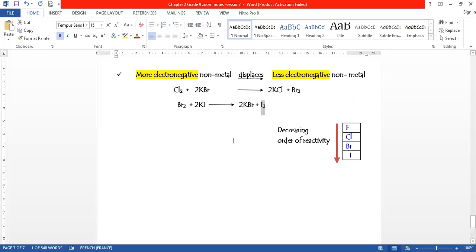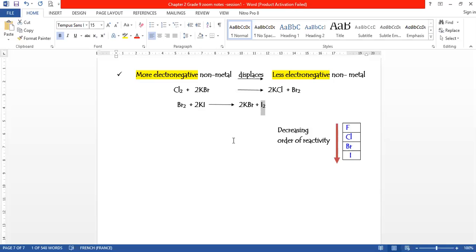As it says over here on the screen, a more electronegative non-metal displaces a less electronegative non-metal. Now electronegativity is exactly the opposite of what we studied as electropositivity. Electropositivity was the tendency of an atom to lose its electron. The more readily it loses an electron, the more electropositive it is. Since electronegative is the opposite of electropositive, what is electronegativity? Electronegativity is the tendency of an atom to gain more electrons or attract more electrons towards itself, right?